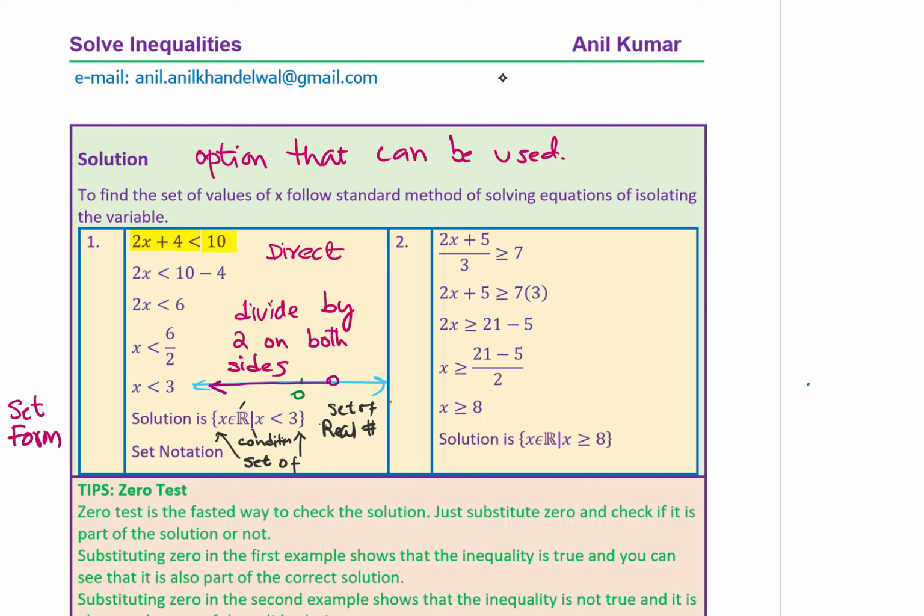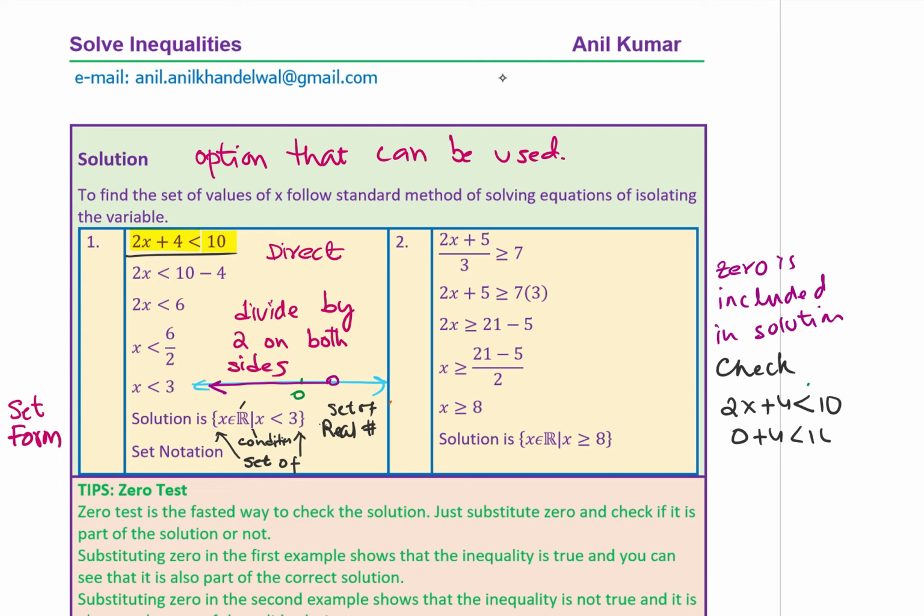Okay? Less than 3. You see that 0 is included in solution. Is that correct? So can we check, is it right or wrong? Let's check. We have the equation which is 2x plus 4 is less than 10. If I put 0 here, then this becomes 0 plus 4 is less than 10, or we get 4 is less than 10. This is true. And therefore, our solution is correct.